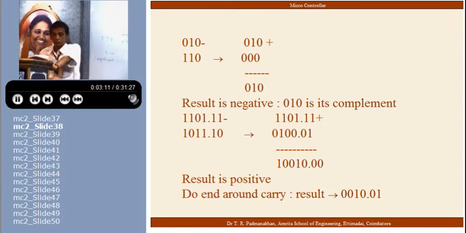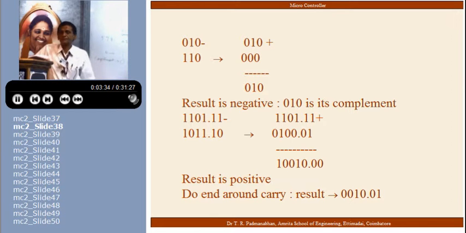You get a carry here. This is actually a carry. Okay, it's a slight misalignment. It's a carry here, so do the end around carry. The carry bit shows that the result is positive. You do an end around carry: take that 1 out here and add it here. You get this as the result.